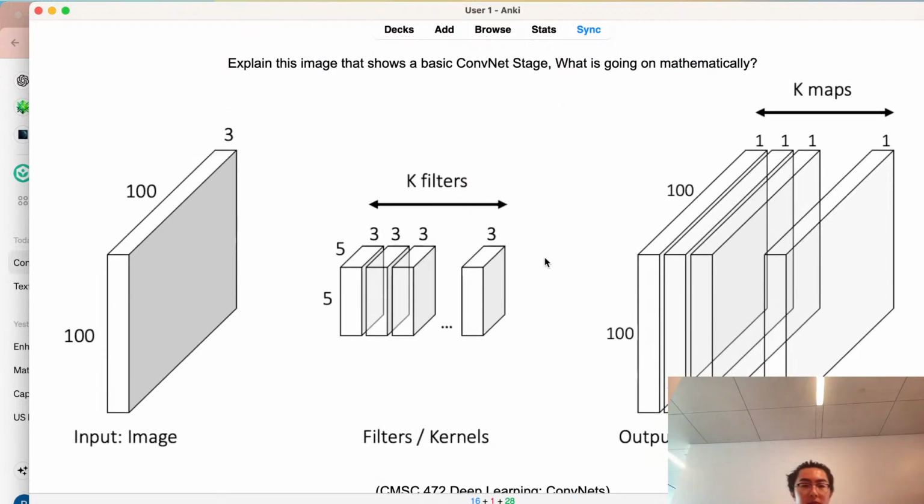Explain this image that shows a basic ConvNet stage of what's going on mathematically. So what's going on mathematically is we're applying a 5x5 kernel to a 100 by 100 by 3 image. Mathematically, we separate each channel and then apply the 5x5 kernel on each channel, and we do that 3 different times. Then we take everything together and sum them all up, and that becomes one value on our feature map. And we have k number of filters, so we do this k times, and we have k maps.